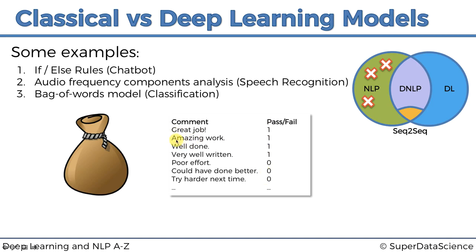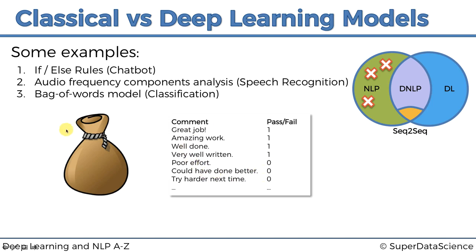And so in this case, amazing would most likely be associated with positive. You don't often see amazing when the sentiment is negative, when the person was trying to say something like the work wasn't well done. Well would be associated with one. The word work could be associated with both. But these other words would be mostly associated with pass. Words like poor or harder or could have, maybe, would be associated with zeros.